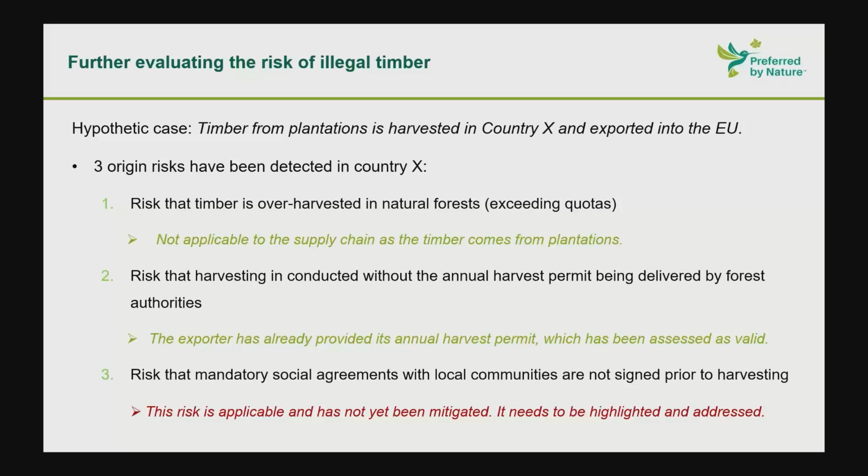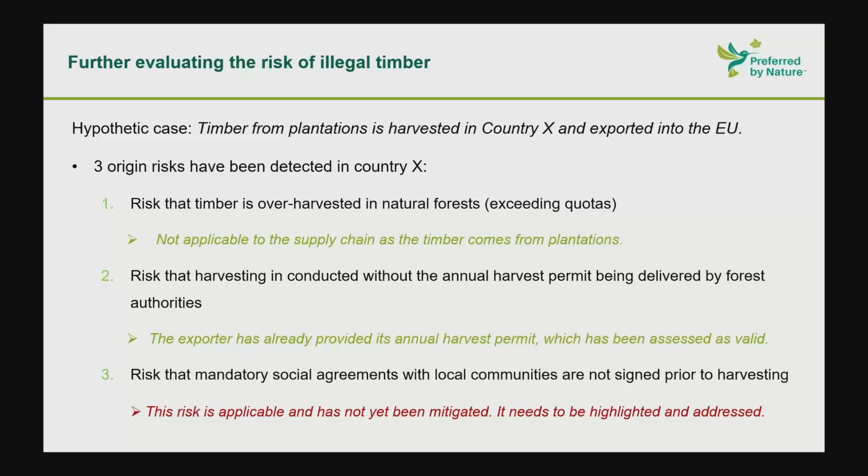The second risk is the risk that harvesting is conducted without the annual harvest permit being delivered by forest authorities. But if I look in my document package that my supplier has sent me, I can see that this annual harvest permit is there. So it's already been sent to me. So, if you want, this risk has already mitigated itself without me doing any further action. So I can know that this risk is here, but it's okay, because I know that the document that can be missing in some cases is not missing. I have it on my hands.